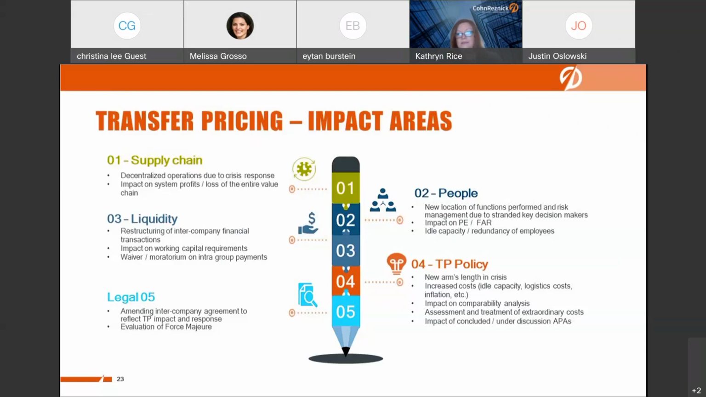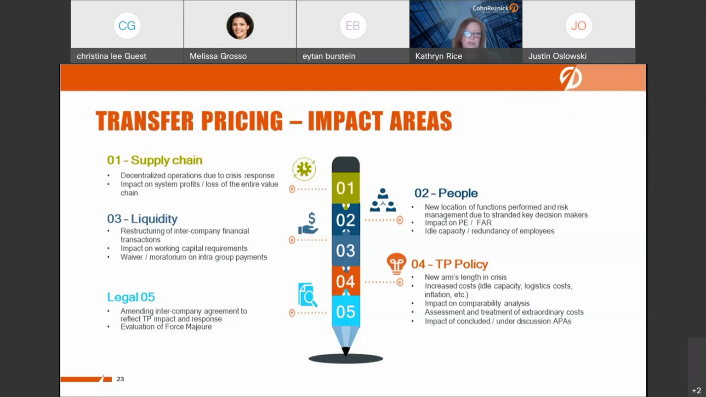So in some cases, not sure this is still the case, but it was pretty recently, there were stranded key decision makers, right? So this could have an impact on permanent establishment, to Christina's earlier point, where they're performing their functions. And it might be necessary, again, to undergo a review of your functional analysis, i.e., where the functions are taking place, where business risks are actually lying at the time, and also asset ownership.